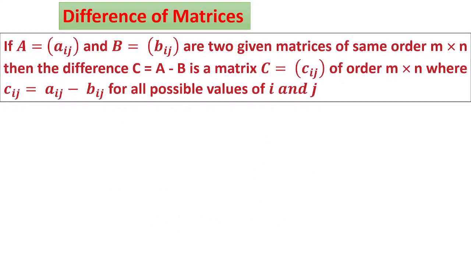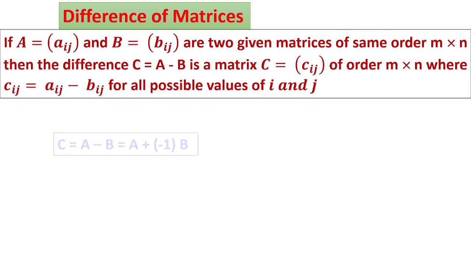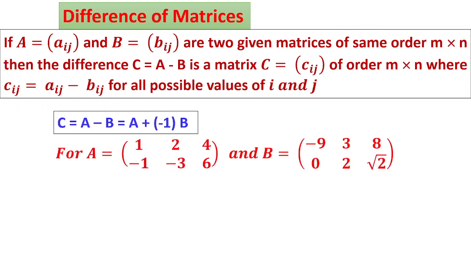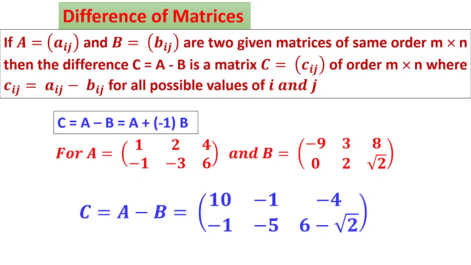When you go to difference, it is very simple. As we have added, we are going to find the difference. If you want to find A minus B, you are simply subtracting the corresponding elements: 1 minus of minus 9, 2 minus 3, 4 minus 8, minus 1 minus 0, minus 3 minus 2, and 6 minus root 2.